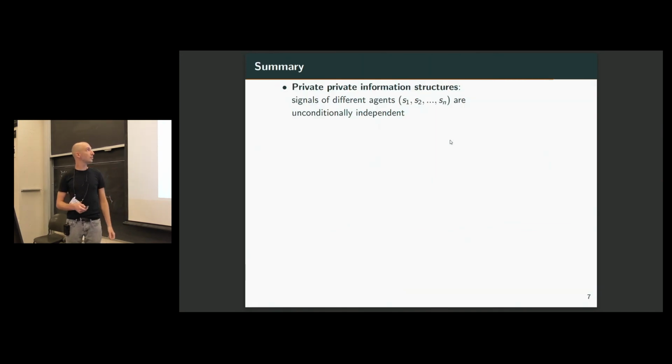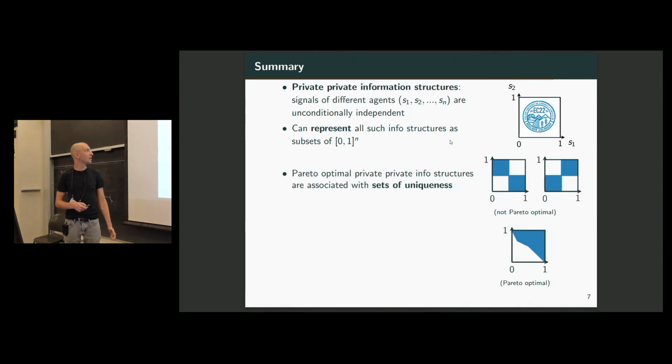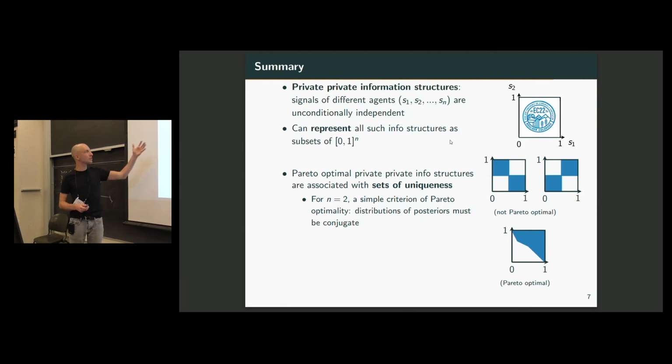OK, so to conclude, private information structures capture the situation when we want to supply information to the agents and keep them agnostic about what other agents know. It turns out that these structures can be represented as subsets of the n-dimensional unit cube. Those Pareto optimal structures correspond to a set of uniqueness, and using the known characterization of sets of uniqueness, we get a very simple criterion of Pareto optimality for two receivers. Thank you.